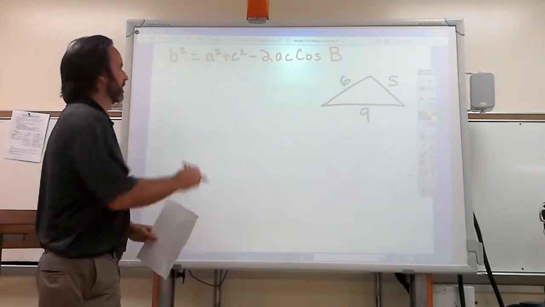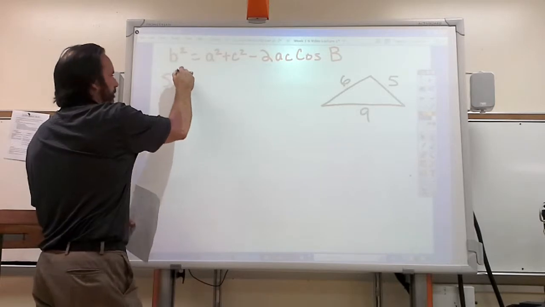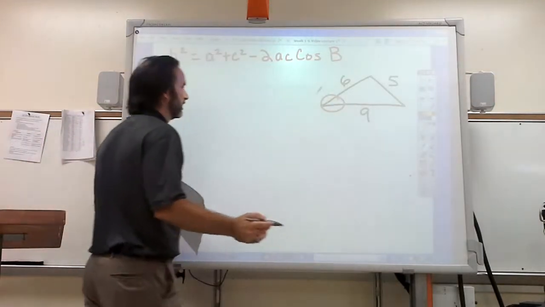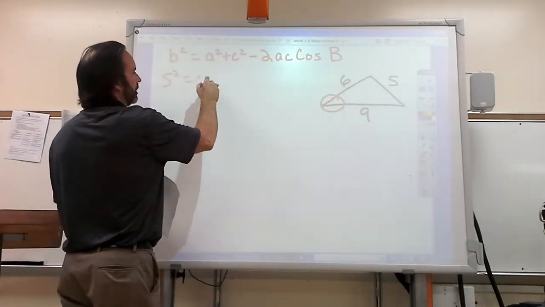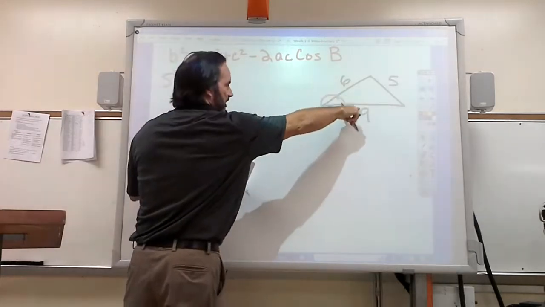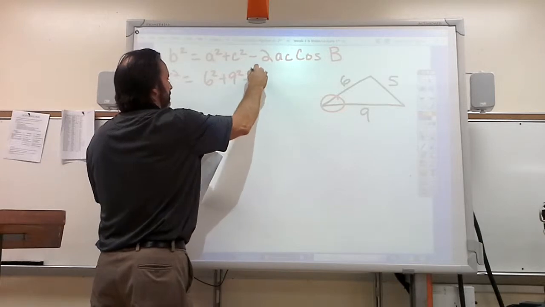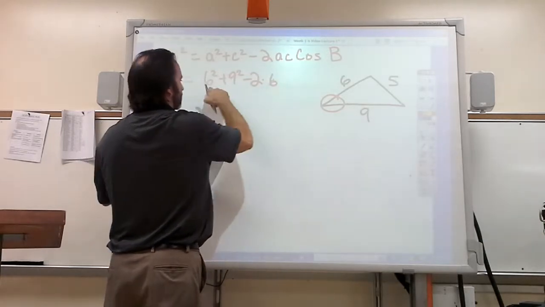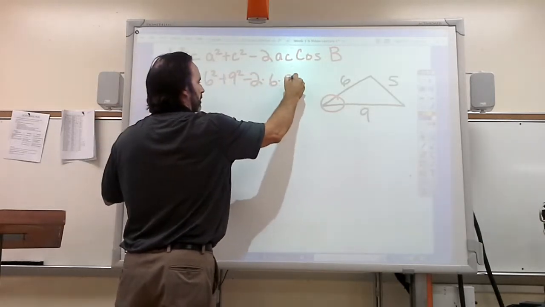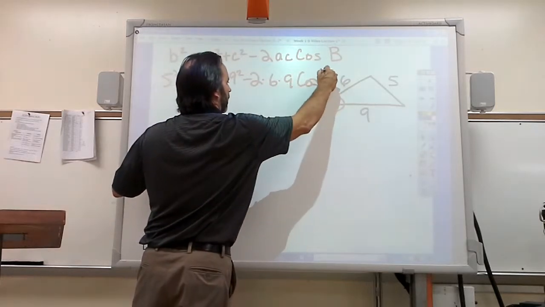Okay? All right, so 5 squared, we're going to solve for this angle. We'll call it theta again. Equals, what's left? 6 and 9. 6 squared plus 9 squared minus 2 times 6 times 9 cosine of b.